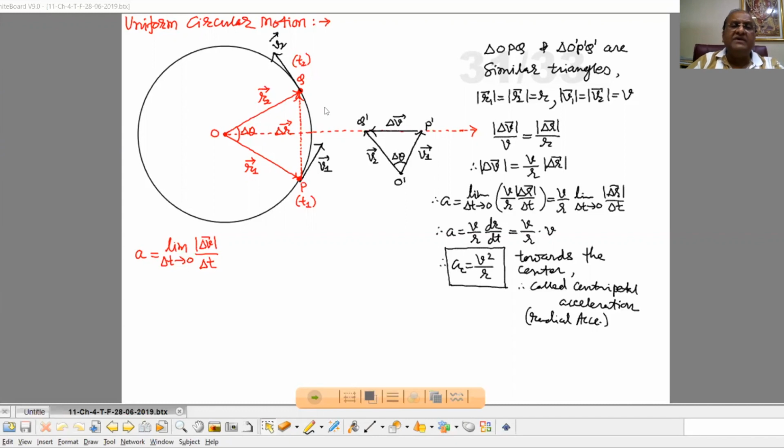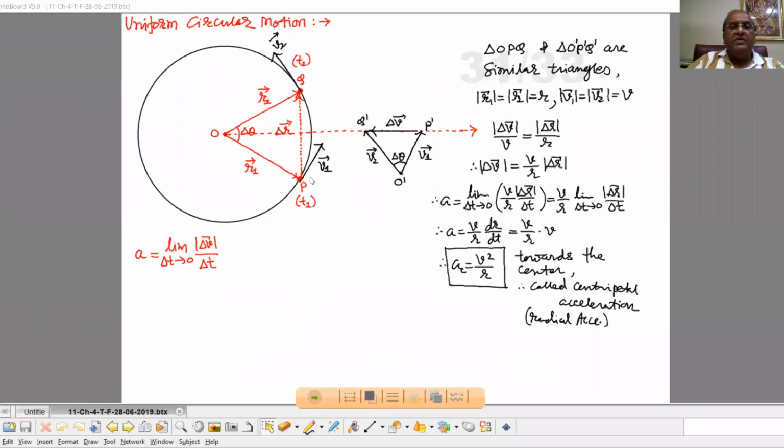Now suppose after some time the particle reaches position Q. Suppose at position Q it is at time t2. If we prepare the vector OQ, then the position vector R2 is the position of the particle at time t2. At that time the velocity is v2. The magnitudes of v1 and v2 are the same because it is moving with constant speed, but the direction is changed. Now what will be the acceleration?